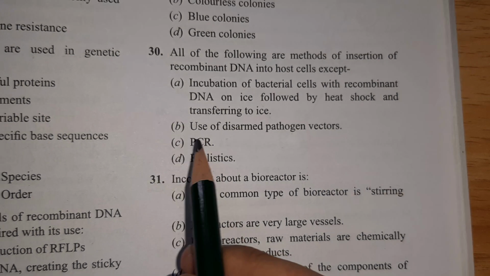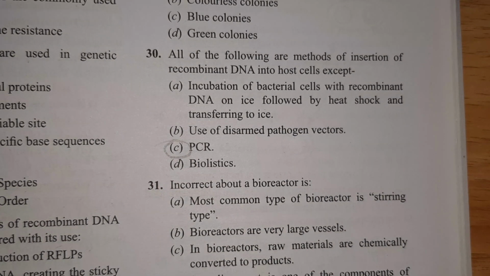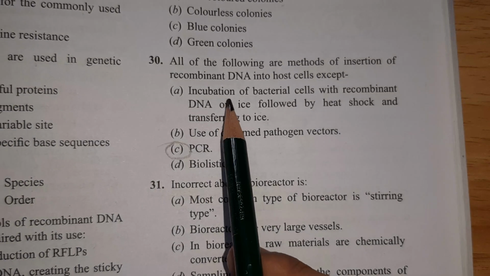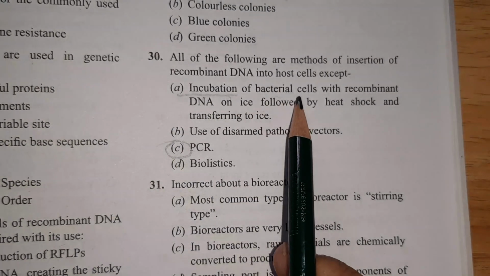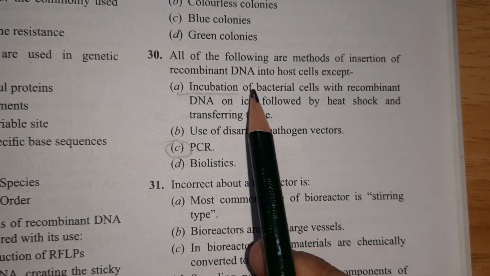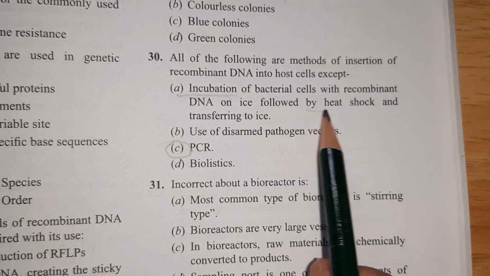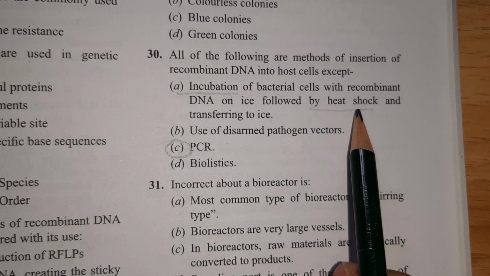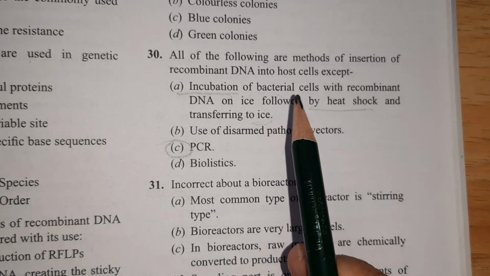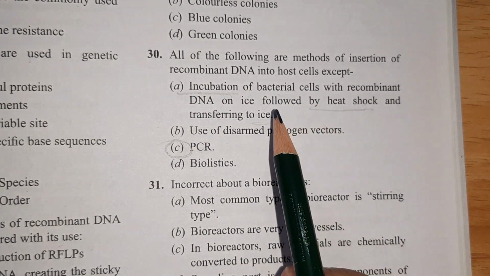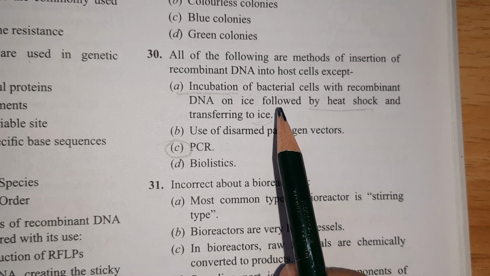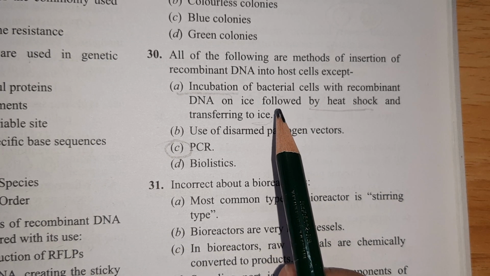The answer for this is C, PCR. In option A, when you incubate, means when you keep the bacterial cell in very low temperatures and then give it a heat shock, means very high temperature, and then back to ice, this will force the bacterial cell to take up the vector.